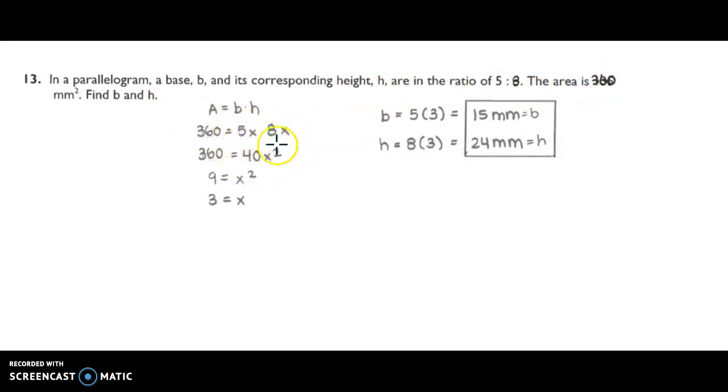All right, and so through algebra work, we divide by 40 and we take the square root. X is equal to 3. And since x is equal to 3, you have 5x and 8x, and you substitute to get 15 and 24 here.